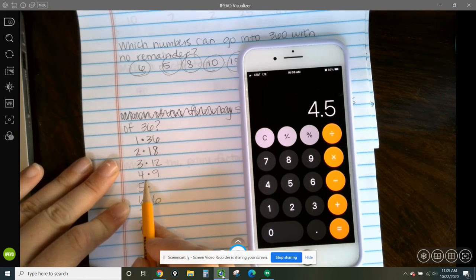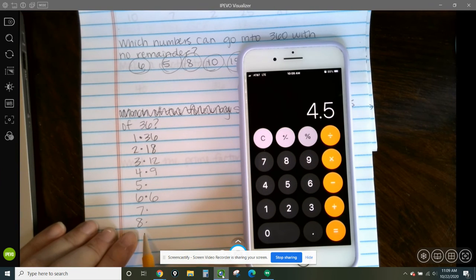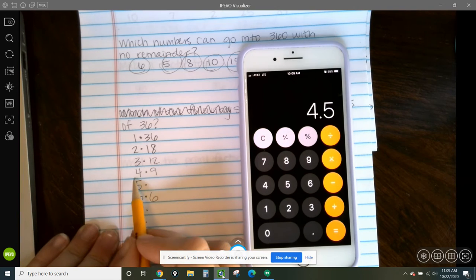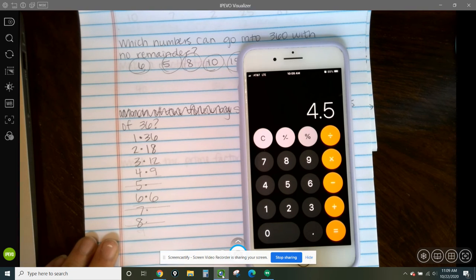We did 9 times 4, so we don't need to keep going at this point. We've found all of the factor pairs. If I do 9 here, the answer is going to be 4, and we already have that factor pair listed. So 5, 7, and 8 didn't work. Here are the factor pairs: 1 times 36, 2 times 18, 3 times 12, 4 times 9, and 6 times 6. Those are the only things that multiply together to be 36.